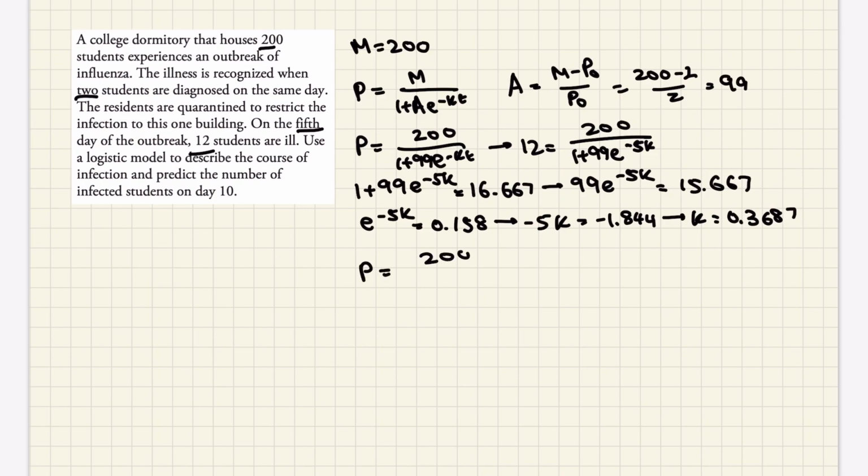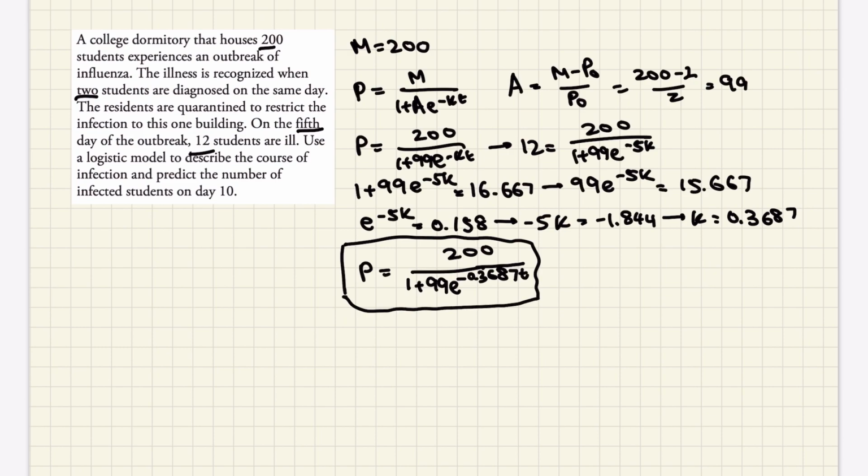And so our model is going to be P is equal to 200 over 1 plus 99e to the power of negative 0.3687t. I'm going to extend that a bit, center the 200. That is going to be our model. That's the first part of the question.